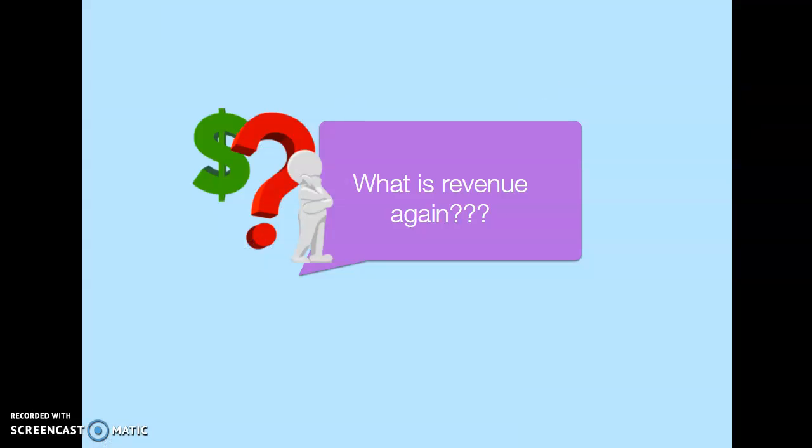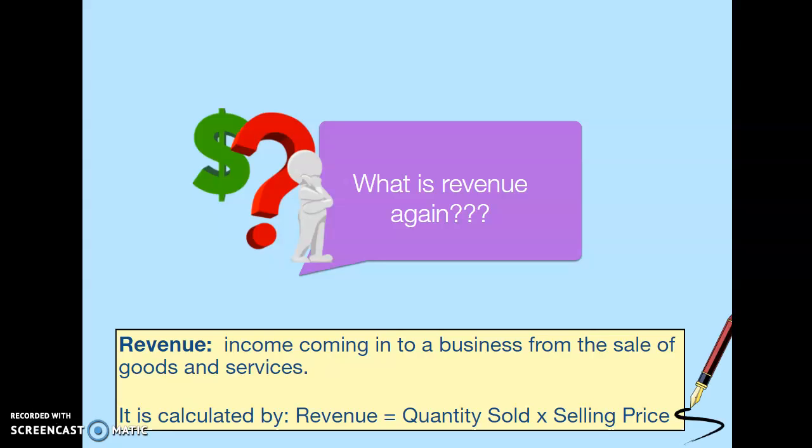So what is revenue again? Do you remember what this term refers to? Revenue is income coming into a business from the sale of goods and services. So it's literally just the money that we're making from selling stuff, okay? And it is calculated by identifying the quantity sold, so the number of burgers, we said it was 10, times the selling price, which in that scenario was 3, and that's us with our revenue. So it's a very simple, easy formula.